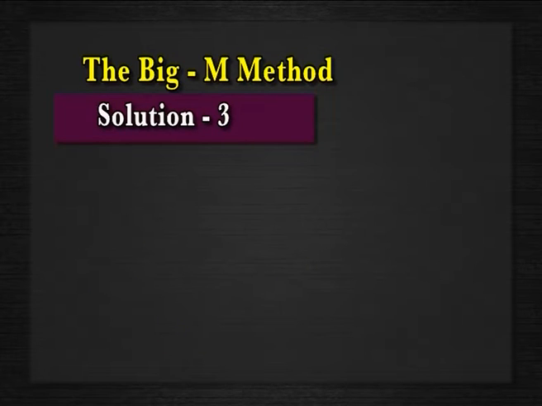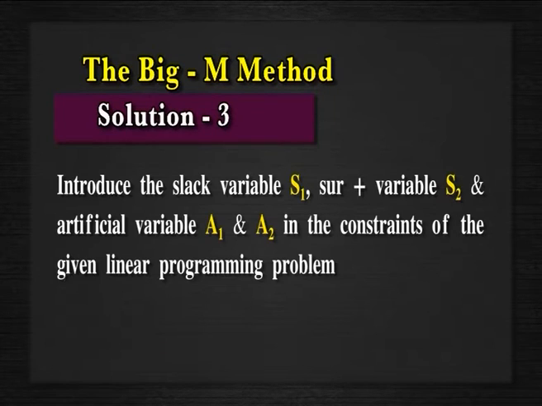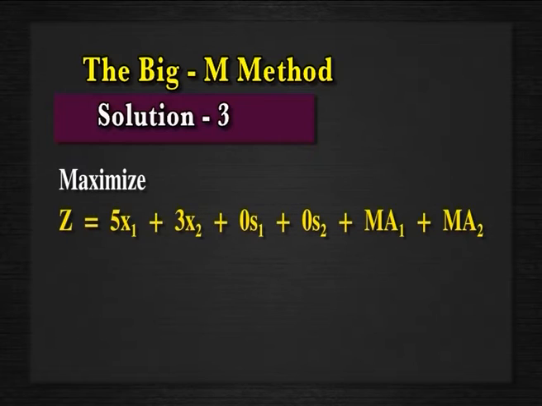Coming to the solution. Introduce the slack variable S1, surplus variable S2 and artificial variable A1 and A2 in the constraints of the given linear programming problem. The standard form of the linear programming problem is stated as follows. Maximize Z is equal to 5x1 plus 3x2 plus 0S1 plus 0S2 plus MA1 plus MA2.